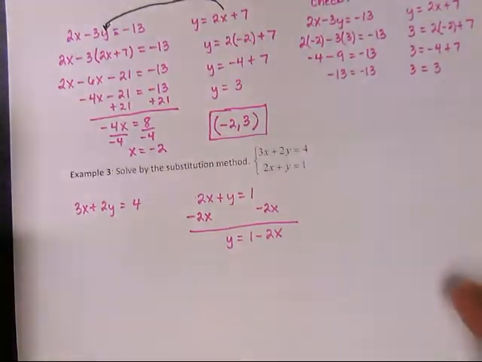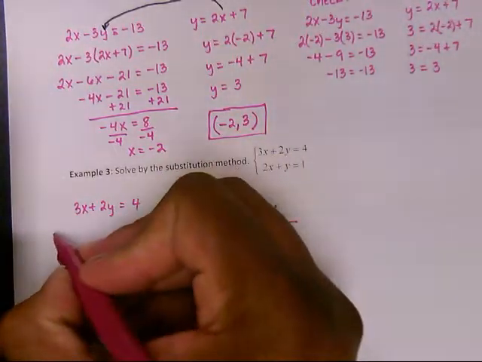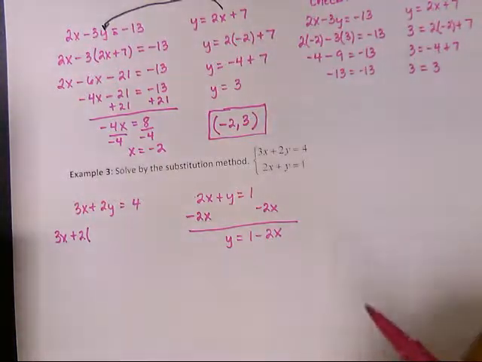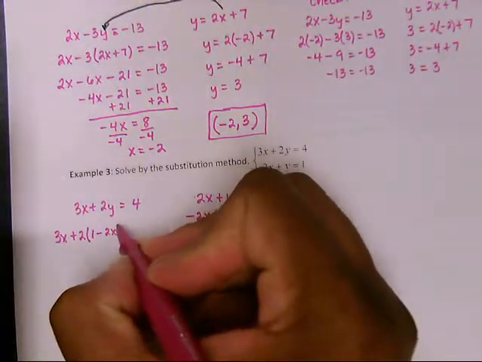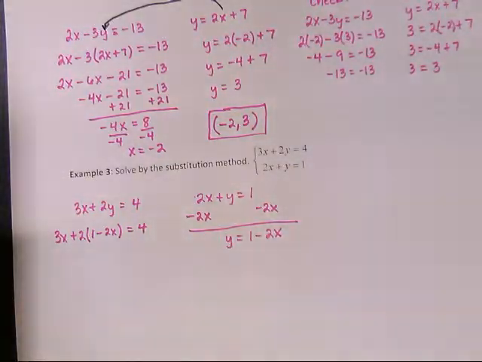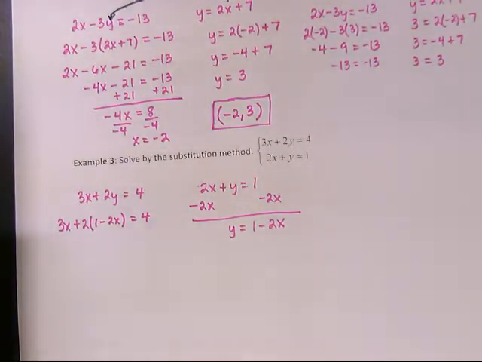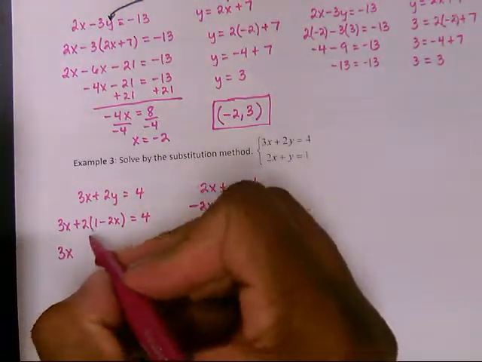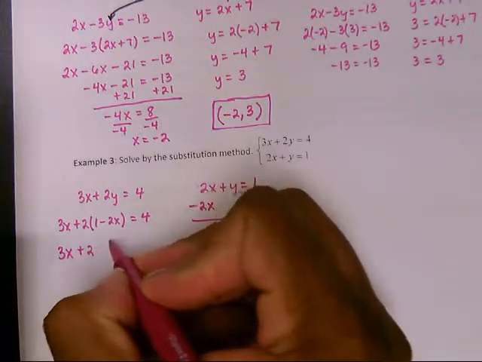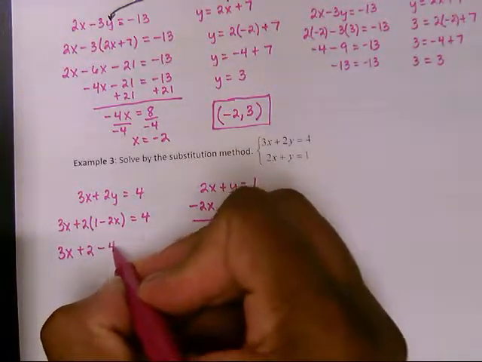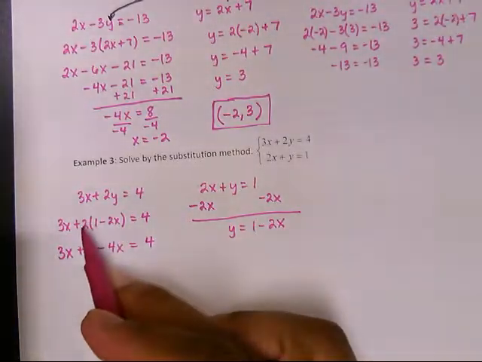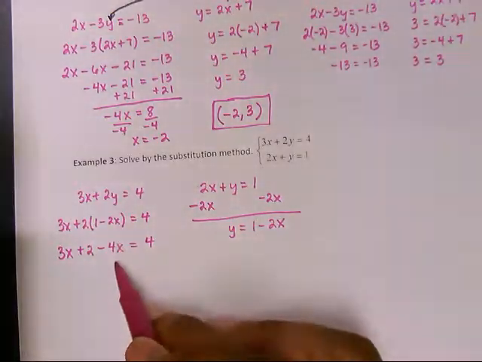So in this case, with 3x plus 2y is equal to 4, I'll bring down the 3x, and then plus 2 times, now I'm going to substitute this y with that 1 minus 2x. And then that's going to be equal to 4. So now I have an equation in a single variable that I can solve for that variable. Now let's simplify this. I'm going to solve for x here, so it'll be 3x, and then 2 times 1 will be a plus 2, and then 2 times minus 2x will be minus 4x. And that's equal to 4. Here I'm using the distributive property again. 2 times 1, that's 2. 2 times minus 2x is a minus 4x.